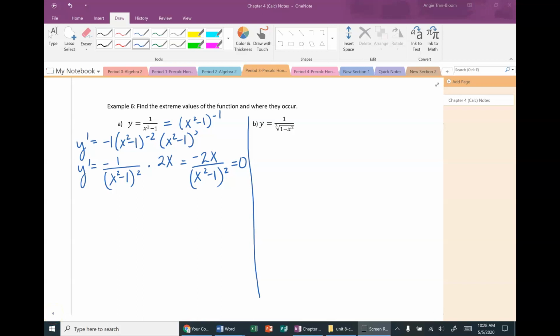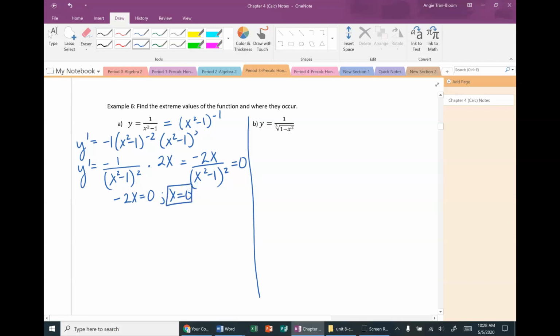When you set it equal to 0, the denominator will disappear anyway, because when you cross multiply, anything times 0 is going to give us 0. So all you have left is the numerator, which is negative 2x, and set it equal to 0. Negative 2x equals 0. That means you have x equals 0. That is your critical point.